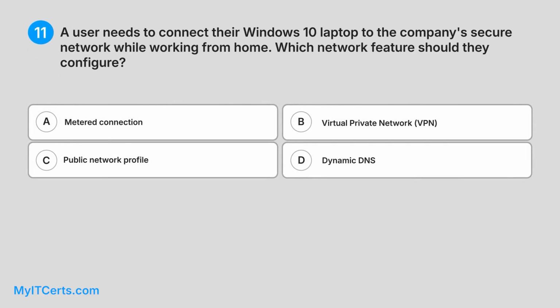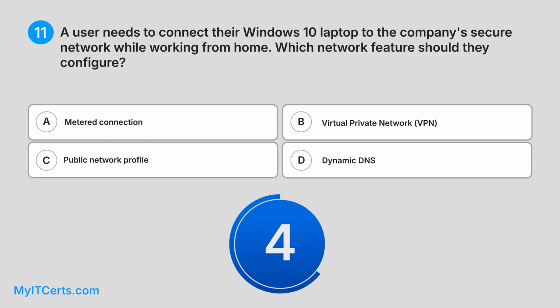11. A user needs to connect their Windows 10 laptop to the company's secure network while working from home. Which network feature should they configure? A. Metered connection. B. Virtual private network, VPN. C. Public network profile. D. Dynamic DNS. Can you guess the answer?